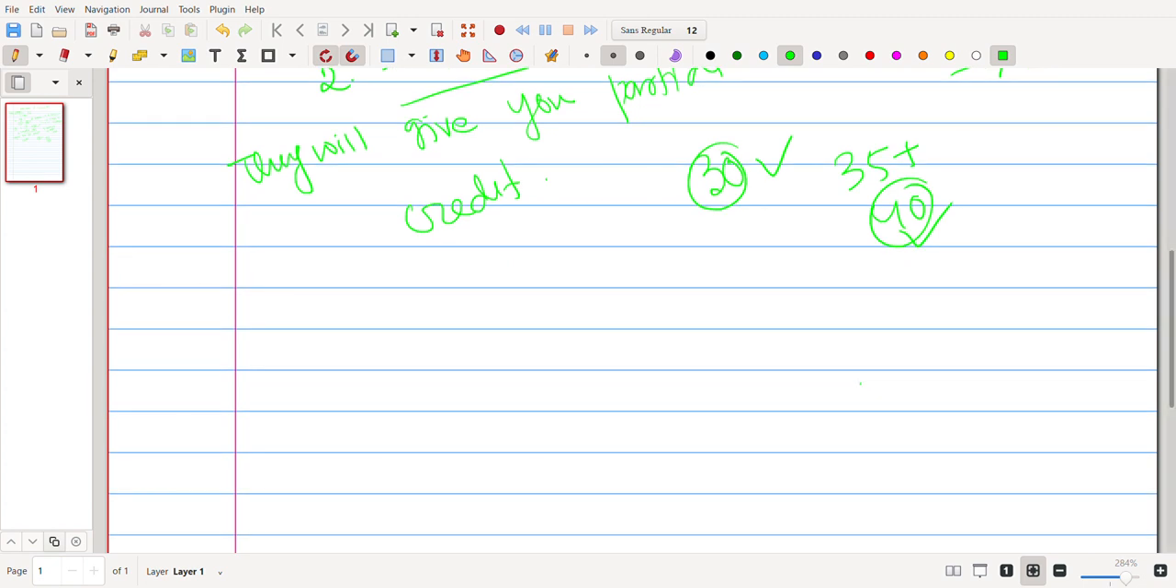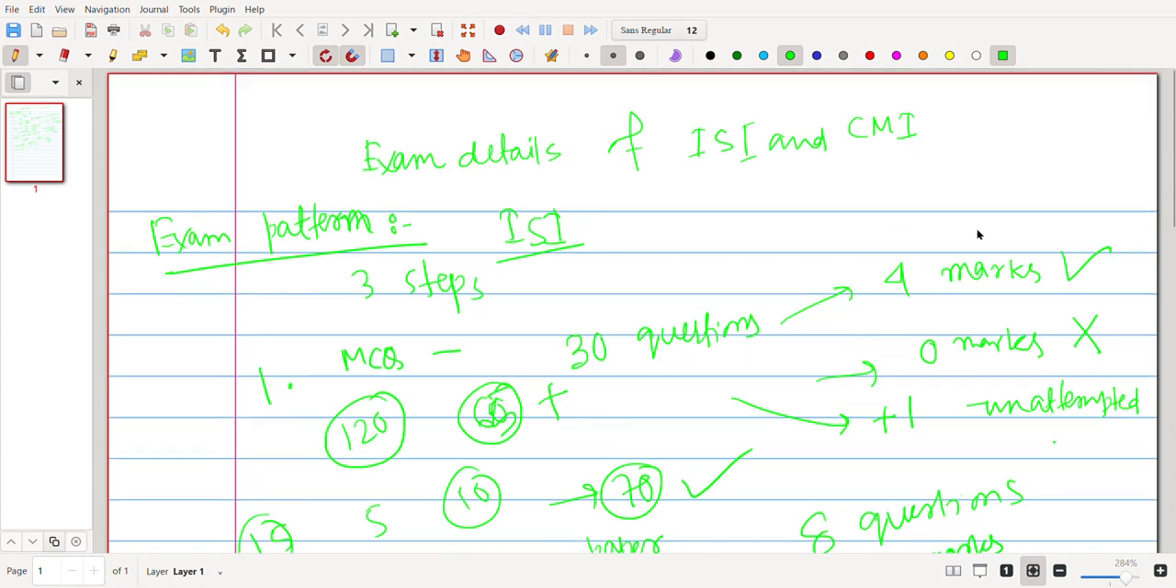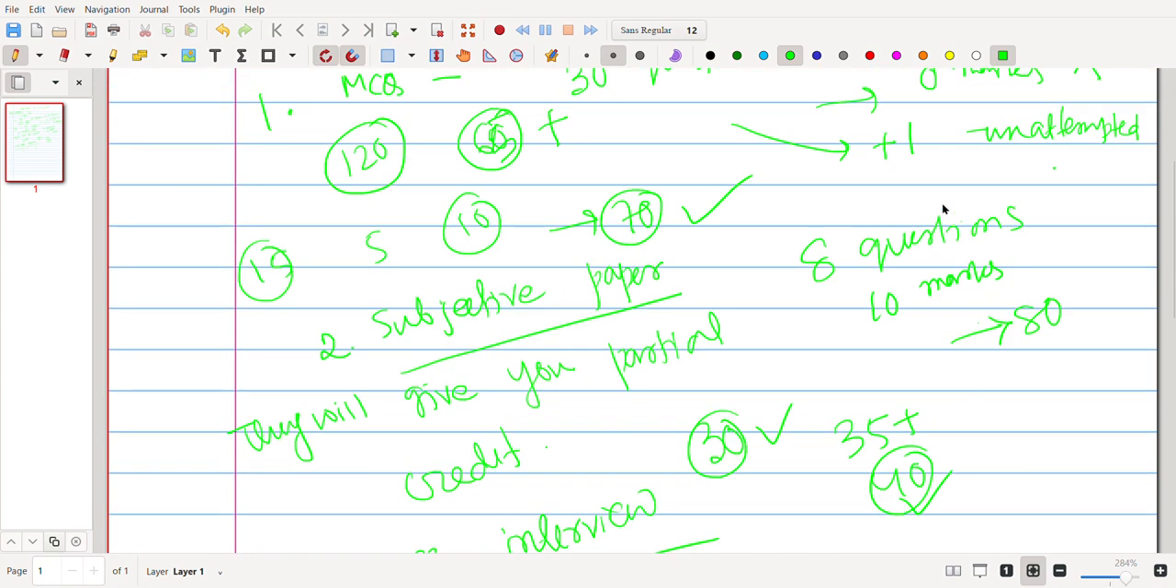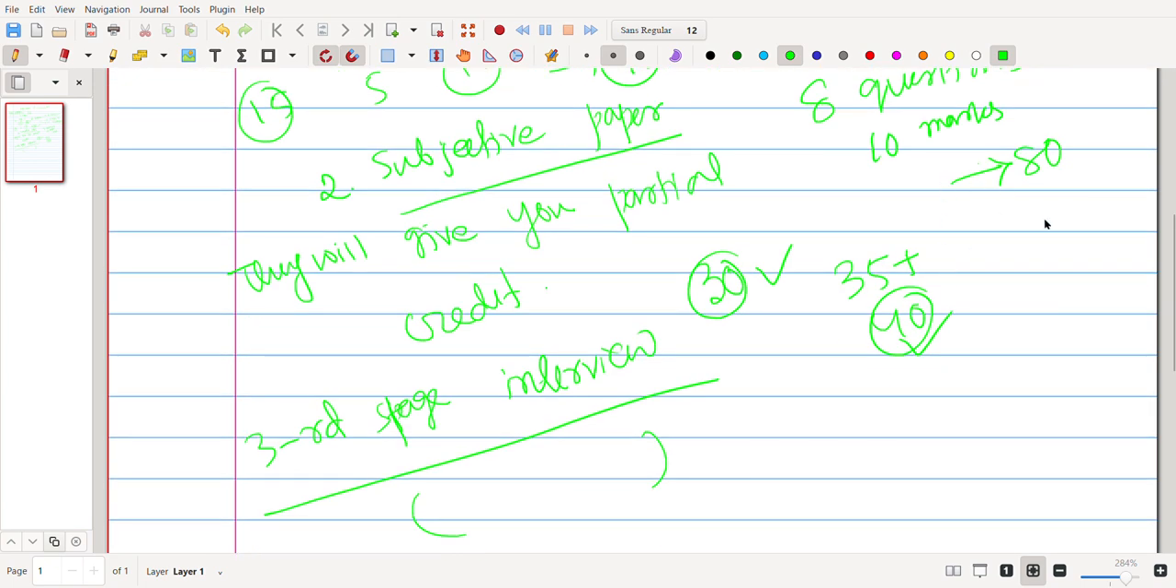Now the third stage is the interview. That is a different kind of stage, and it is not yet done. The interview will probably be 200 marks or something like that. Here it is 120 marks, but actually they will count it twice, 120 times 2. Here it is 80 marks, but they will count it 7 times, like 80 times 7. That is a huge calculation, a different kind of calculation, but you don't need to think like that.